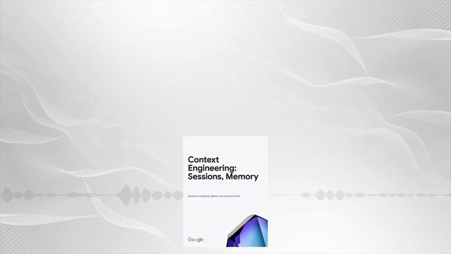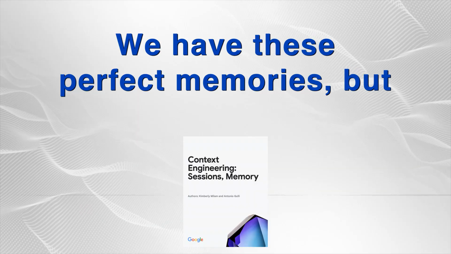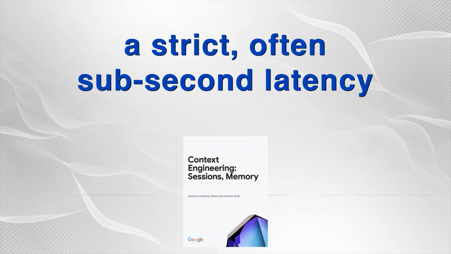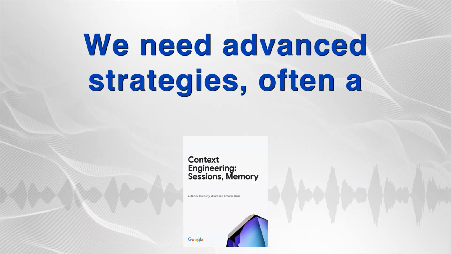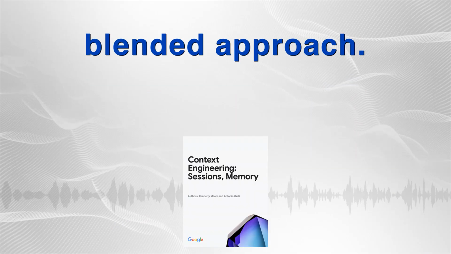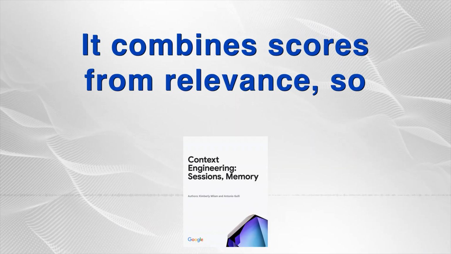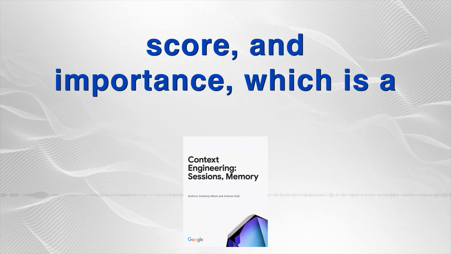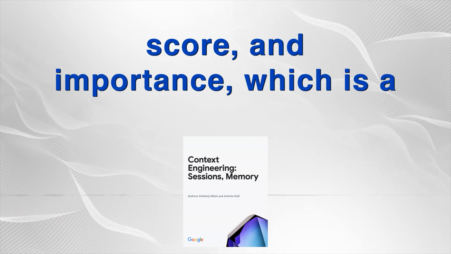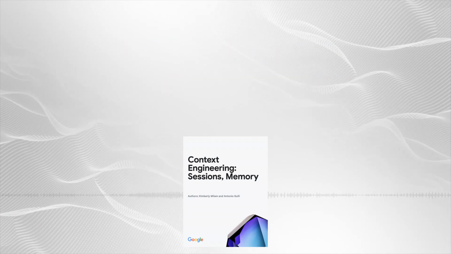Let's move to retrieval. We have these perfect memories, but we have to retrieve them within a strict, often sub-second latency budget. How do we find the perfect context? We need advanced strategies, often a blended approach. It combines scores from relevance, so semantic similarity, recency, a time-based score, and importance, which is a score assigned during generation. And what about timing?